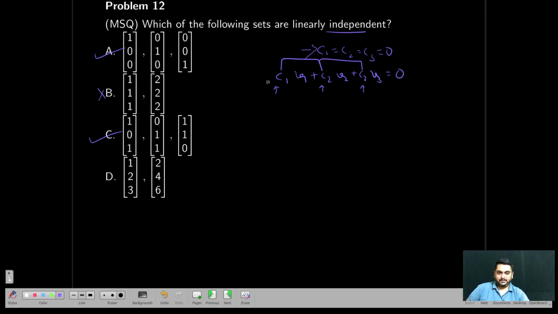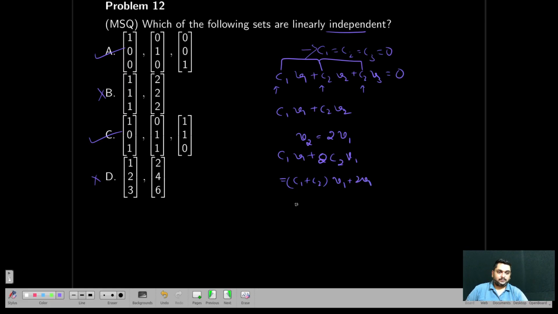Here you can check by seeing, without applying the definition. Here 1 2 3, 2 4 6, they are dependent. Why? If I write this as C1 V1 plus C2 V2, here V2 is equal to 2 V1. So what will happen now? C1 V1 plus C2 times 2 V1, so this is C1 plus 2 C2 times V1. So V2 is dependent, no? That is the meaning.